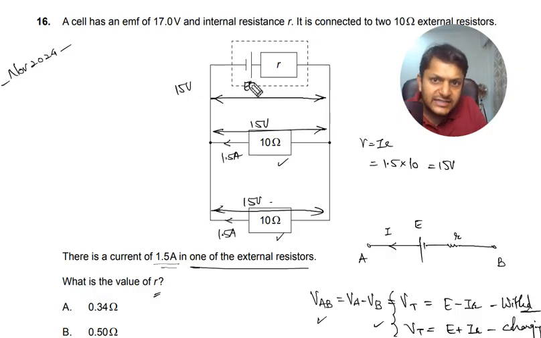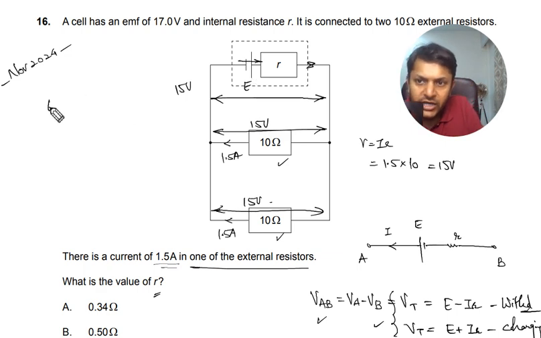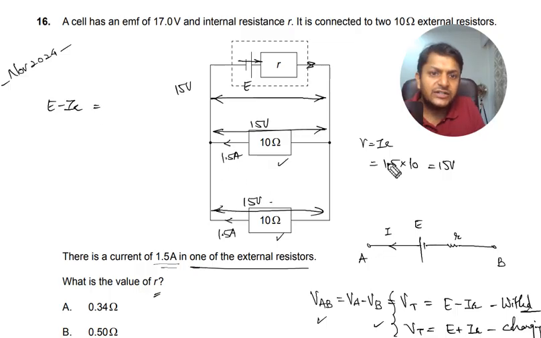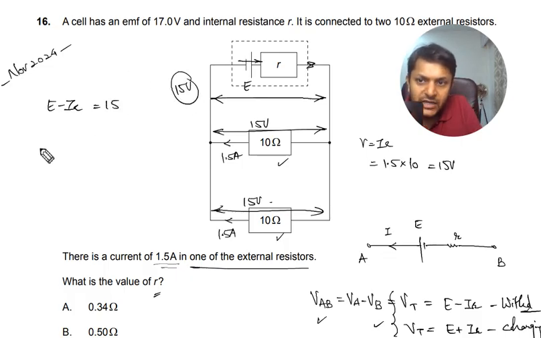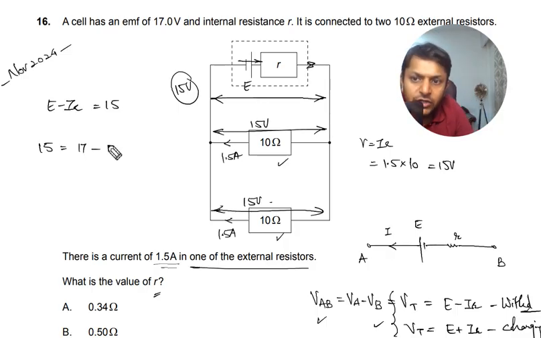Okay, so this is terminal potential difference. Now here, this is E, this is R. Yes, the current is withdrawn from the battery, so the battery is losing its current. There is no doubt about it. So the terminal potential difference is E minus IR, and it will be equal to 15 volt, as we have already seen. So 15 is equal to E, which is 17 volt, the EMF given, minus I into R.